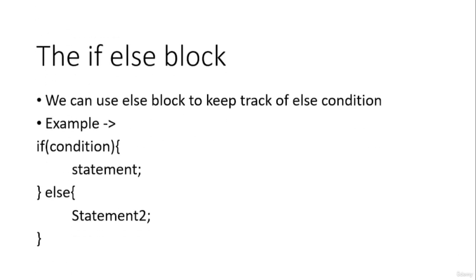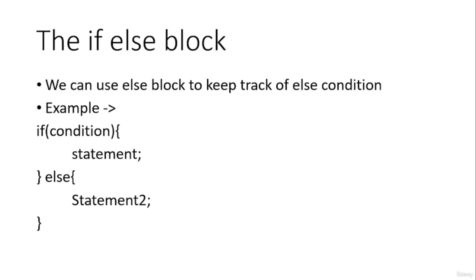Now let us see another variety of if block, the if else block. The if else block has a specific else part attached to the if block, so that if the if condition fails, the else part will be executed. So that is how if else works.